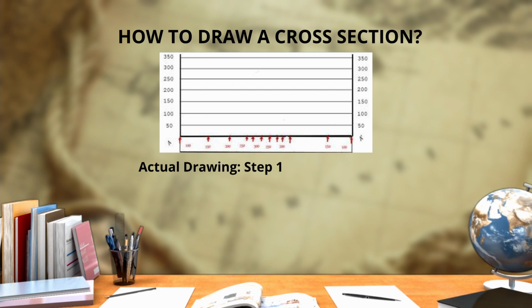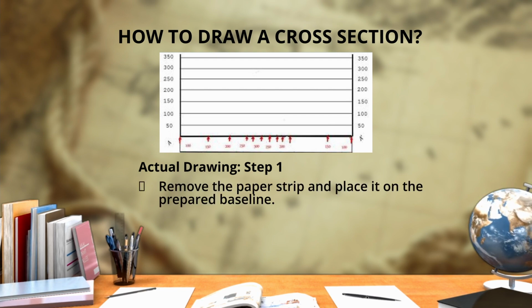Now, as shown, the first step there, we remove the paper strip and we place it on a prepared baseline. That is the first thing. After we have marked our contours on the contour map, we have our prepared paper strip, we remove it from the contour map, and then we place it on the prepared baseline.